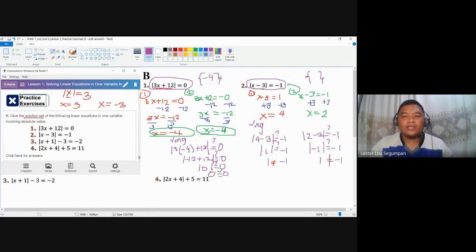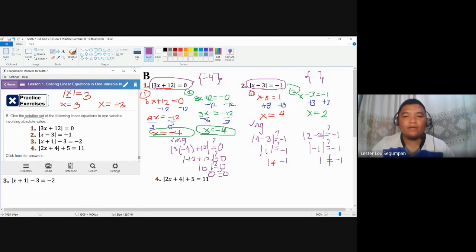So there are also times, in connection to number 1 in the previous practice exercises for absolute value equations, that the number of possible solutions can be 2. There can be 1 solution, just like in example number 1, and there can be none, just like in example number 2. And when can we identify that there are 2, 1, or none? Always do the checking.